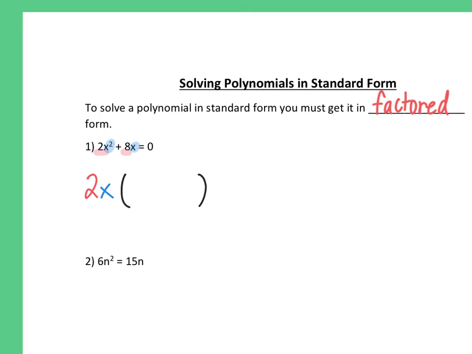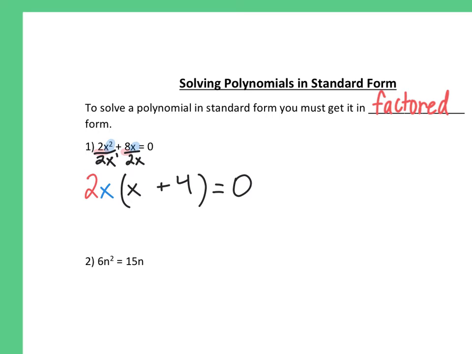Now I'm going to pull that out of both terms. So 2x squared divided by 2x is just going to be x. Good. 8x divided by 2x is going to be plus 4. Good. The x's cancel and 8 divided by 2 is just 4. Equals 0. Good.